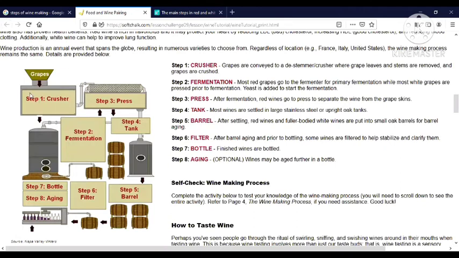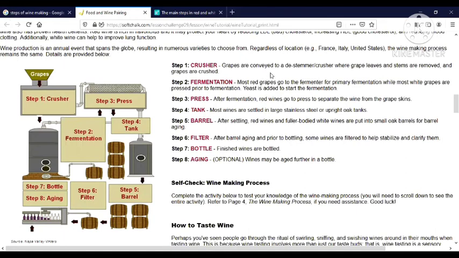Here you can see the grapes. The first step is the crusher. You put the grapes inside this box, and then step 3 is pressing of the grapes, and then tank 4 is for the fermentation. After the pressing, all the must comes to the fermentation process. After the fermentation process, it will be filtered, then the barrels, then the filters, then the bottling, and then the aging.